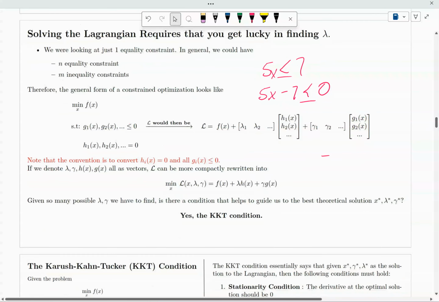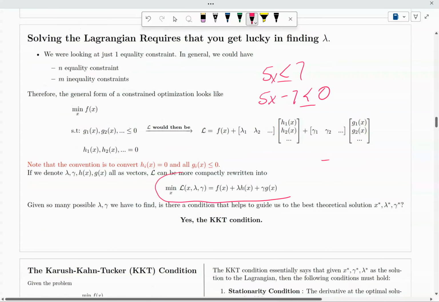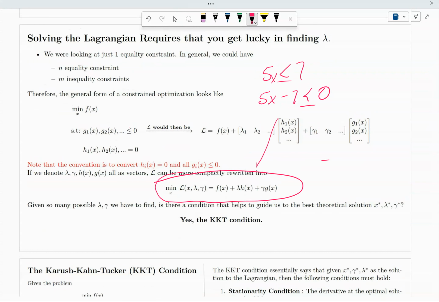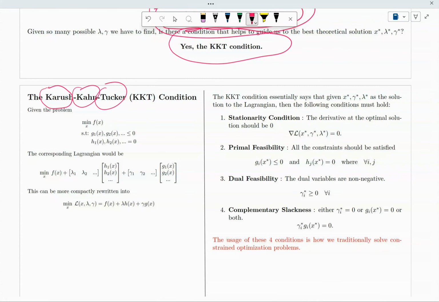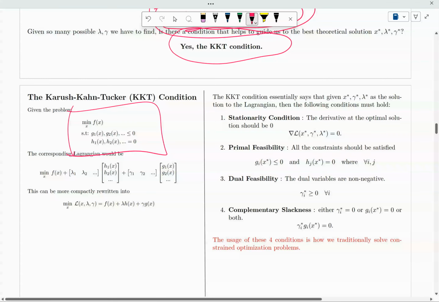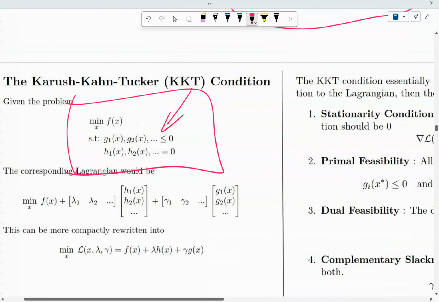So in the end, we're trying to solve some kind of Lagrangian, and the standard way to solve this kind of problem is called the KKT condition. You basically need to know and memorize the KKT condition. The KKT condition was invented by Karush, Kuhn, and Tucker, hence KKT condition. It says that if we have this problem which we just defined, remember g is always less than 0 and h is always equal to 0.